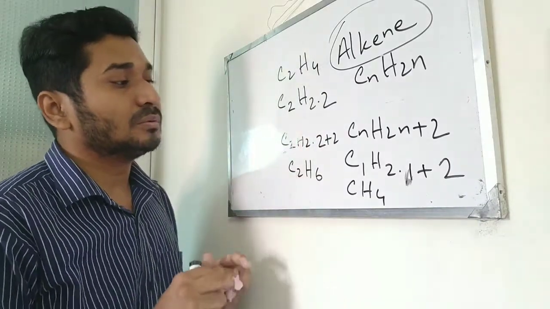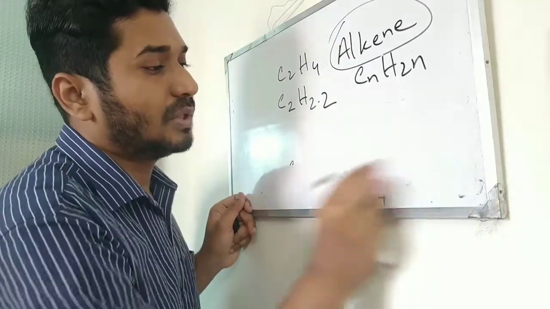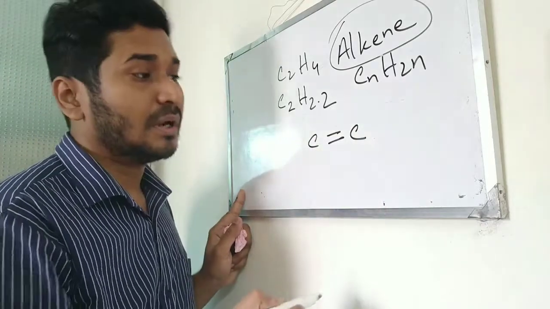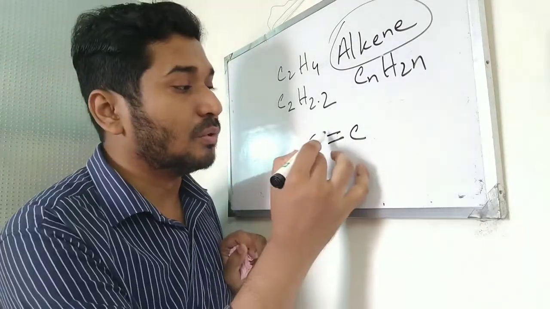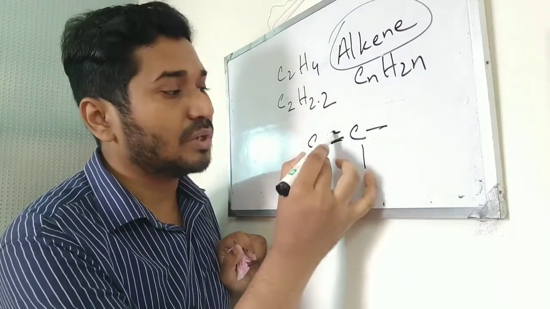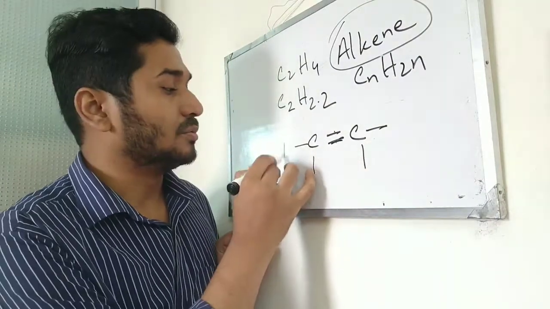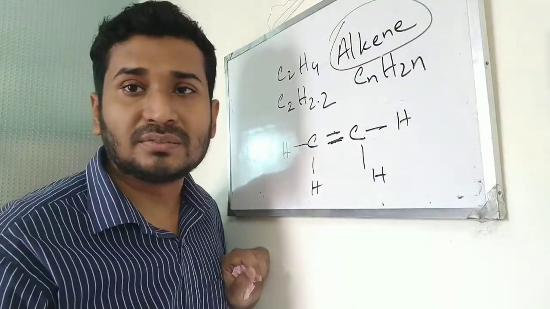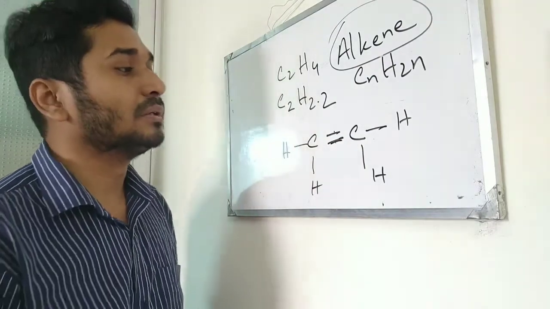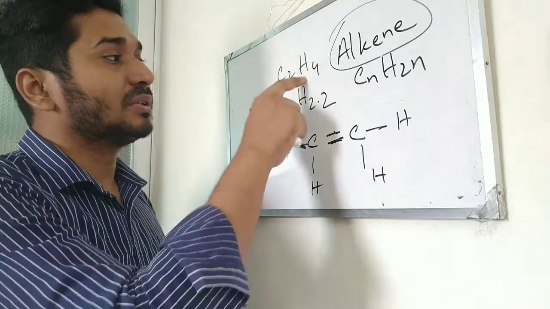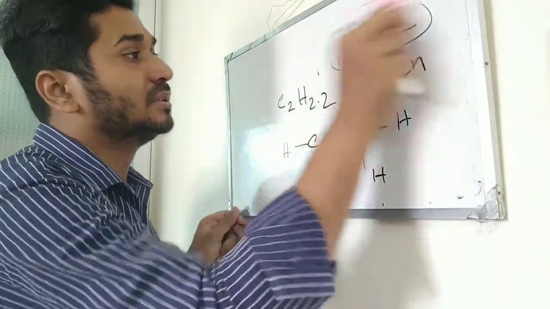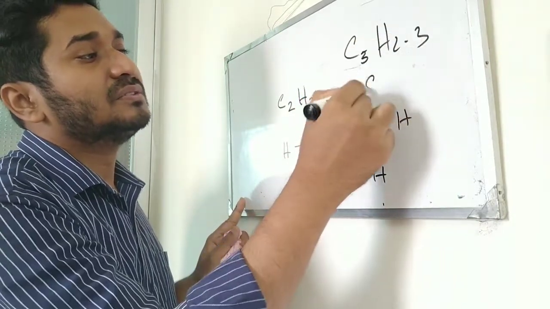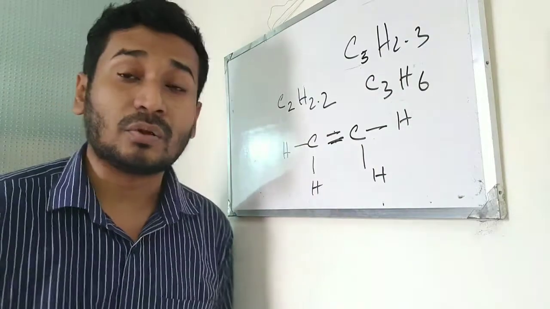If you draw the structure, we get carbon carbon double bond, and we know the valence of carbon is 4. So 1 2 3 4, 1 2 3 4, with hydrogen on each. That is C2H4, which is called ethene. If I want to write propene, the value of n is 3: C3H, 2 into 3, C3H6, that is called propene.